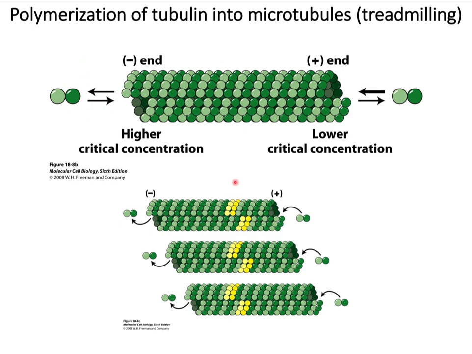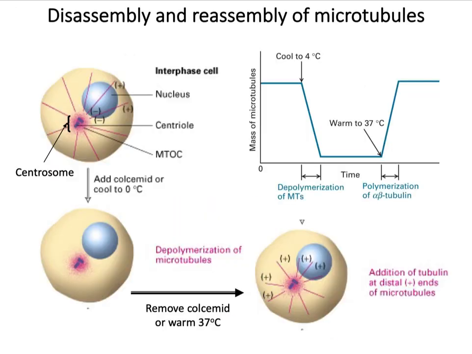This is because of the critical concentration. There's a lower critical concentration for the plus end than the minus end, so you are more likely to get growth at this end and loss at the minus end. And because of the unequal growth and loss at the ends, you can also observe the phenomenon known as treadmilling, which you saw in actin. So again, if you understand what is going on in actin, all of the same features apply for tubulin and the microtubules as well.